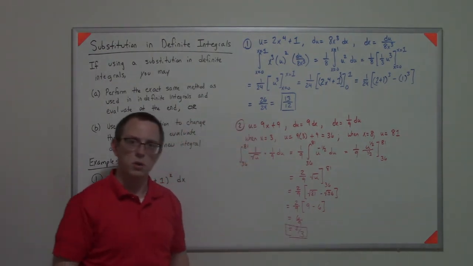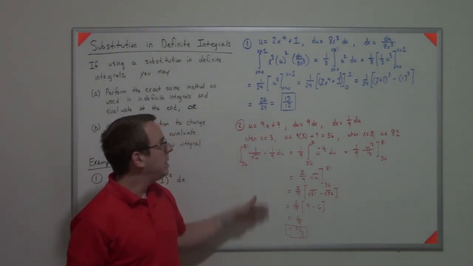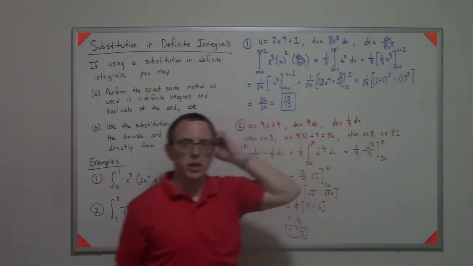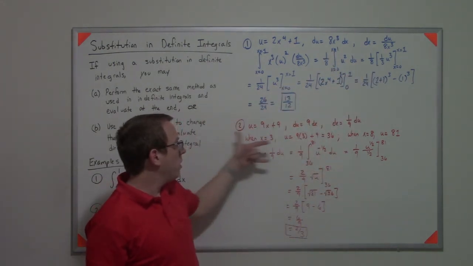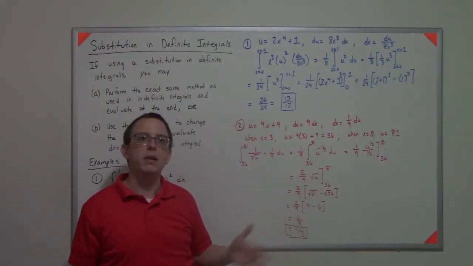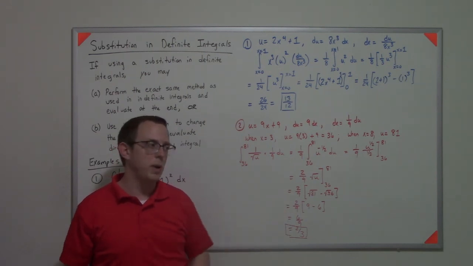which is 2/3. So in this case, notice that I didn't have to go back to x's and juggle these x equals notations. I can just carry through the new bounds, and I can forget that I was ever in x space at all. I can just stay in u space.